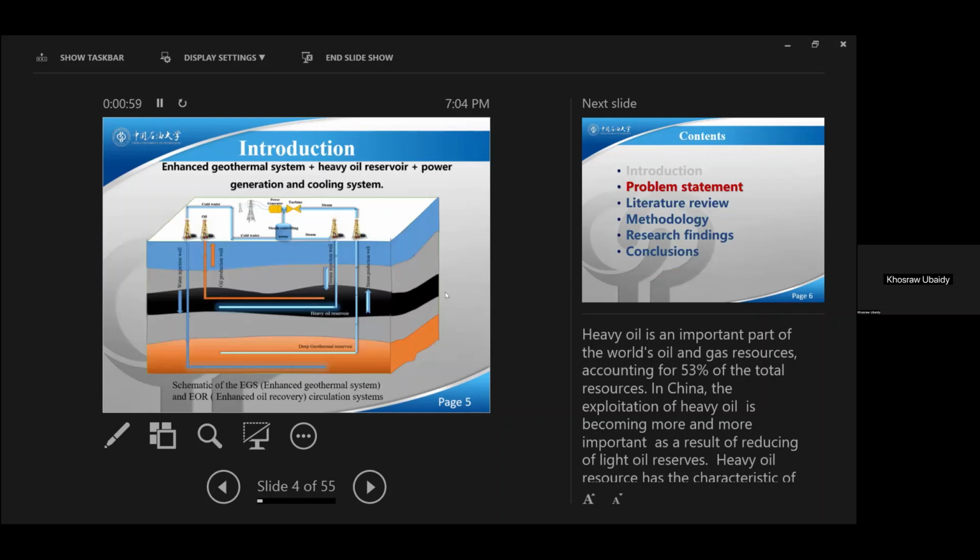Here, in this schematic picture, we can see we have two parts. The first part is the deep geothermal reservoir. The second part is the heavy oil reservoir, which we are combining and processing, these two systems together. And we have three products, which are oil, steam, and electricity, and we are mostly focusing on oil production. And the main point is heating the reservoir.